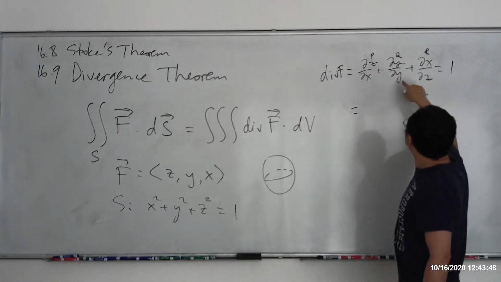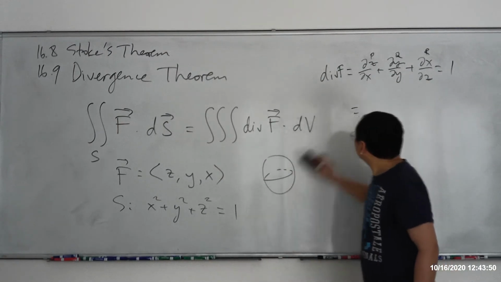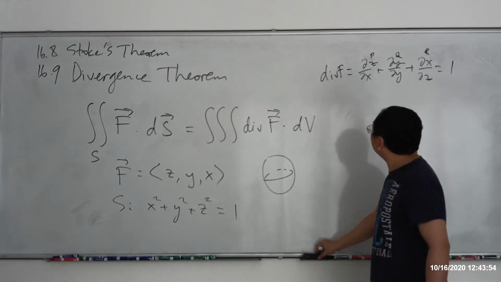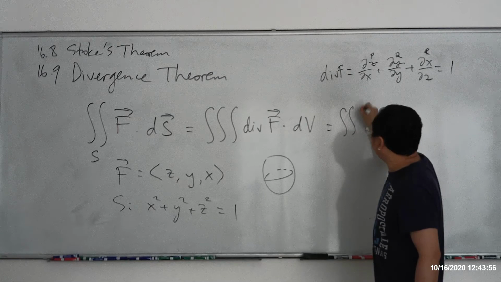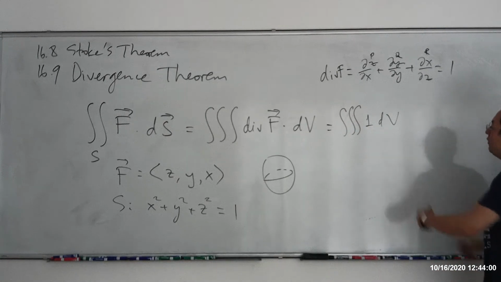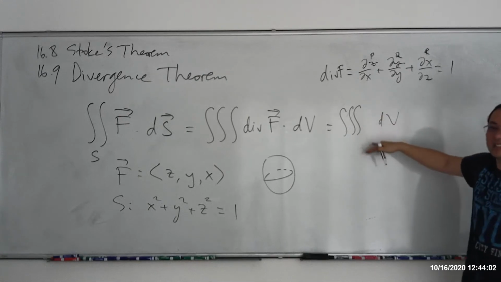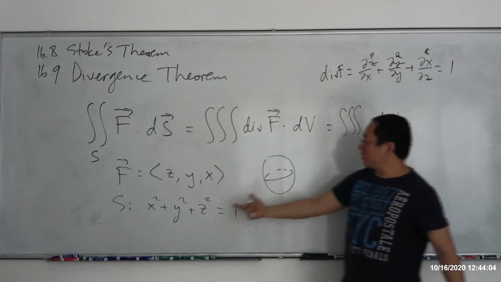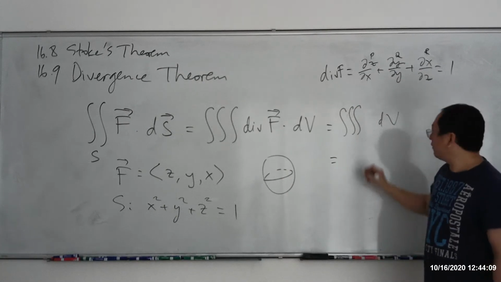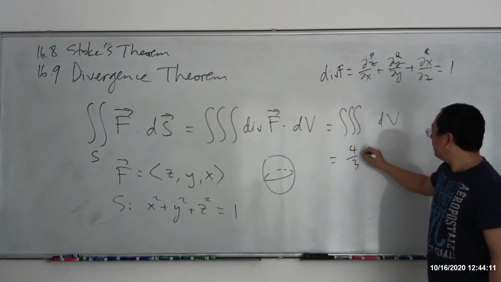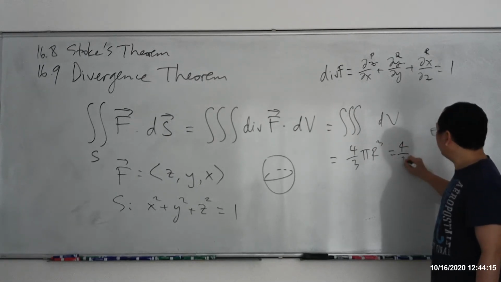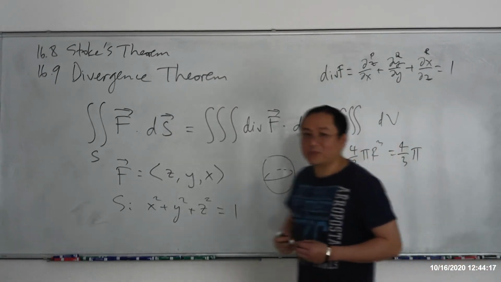Because this is 0, this is 1, this is 0. Okay, so for this one the divergence is 1 already. So this is the triple integral of 1 dV. It's just the triple integral of dV. And what is it? The volume of whatever region you cover, right? So this is the volume of the sphere. The volume of a sphere is 4/3 pi r cubed. r is 1, so 4/3 pi. Yeah, piece of cake.